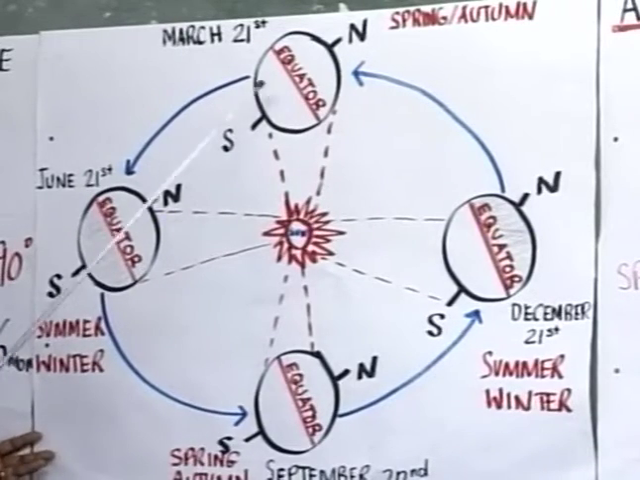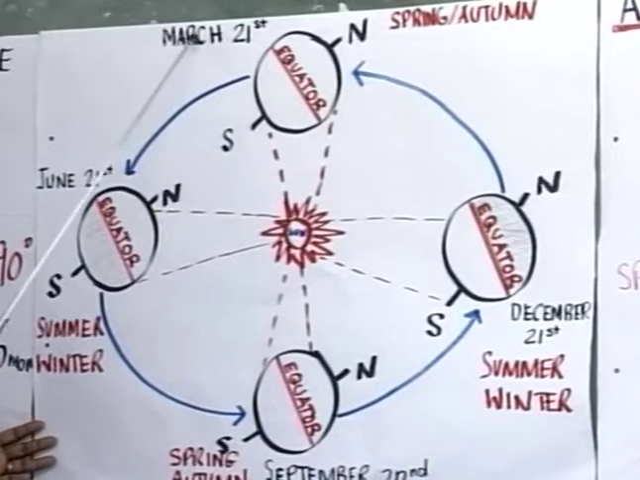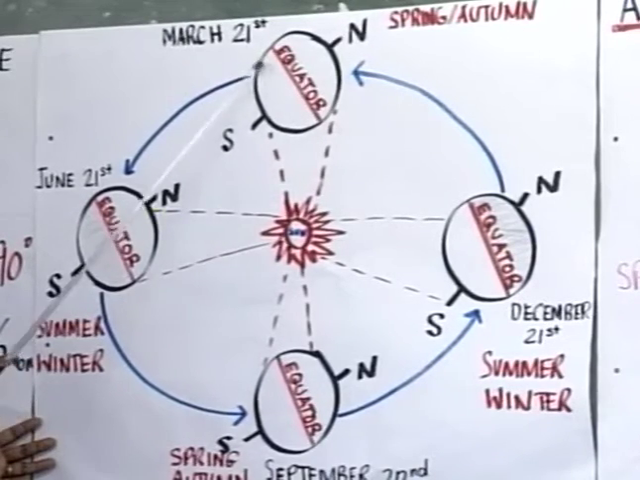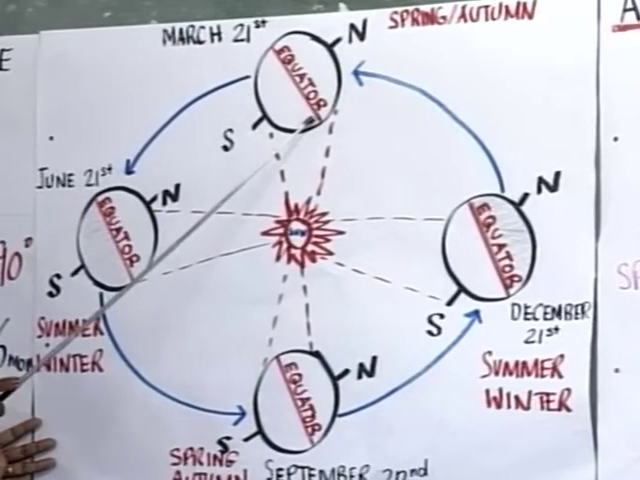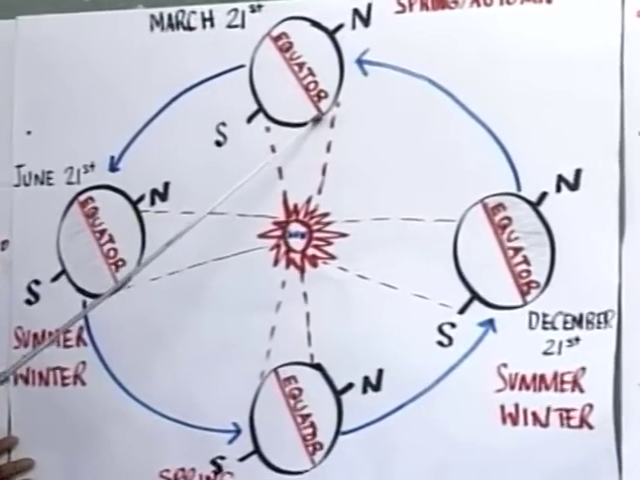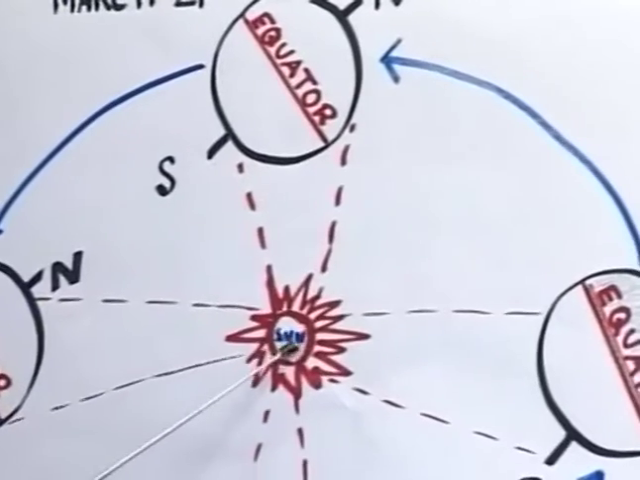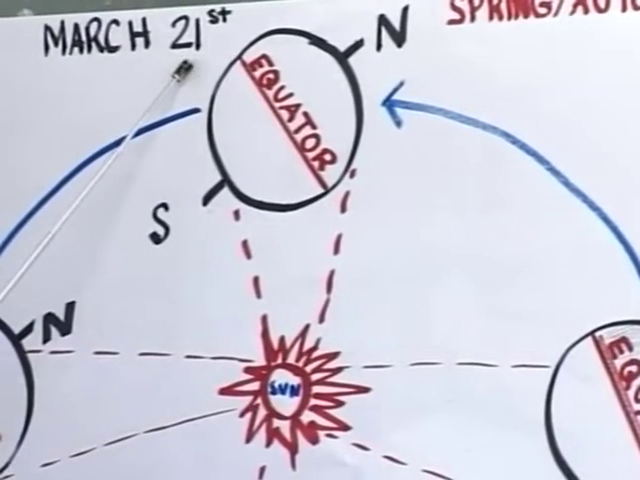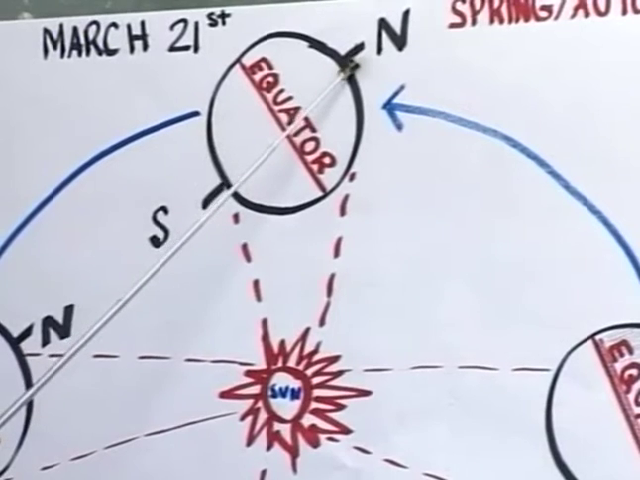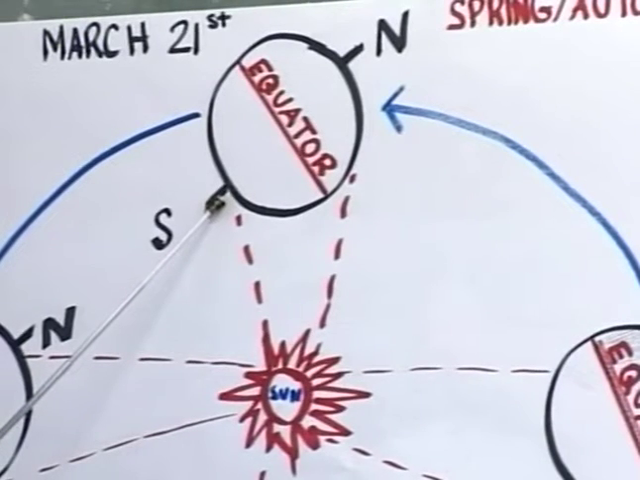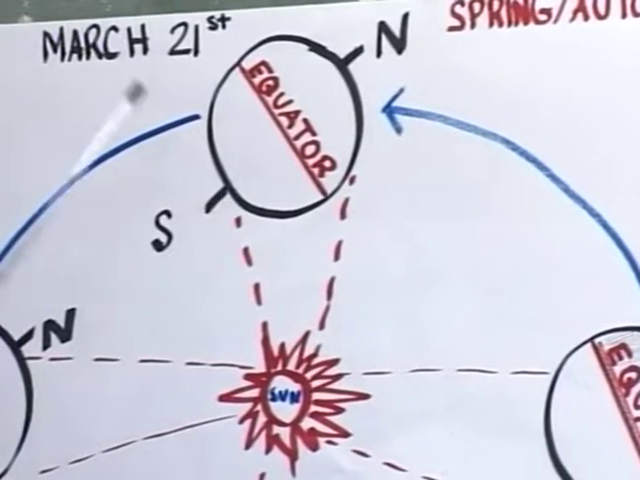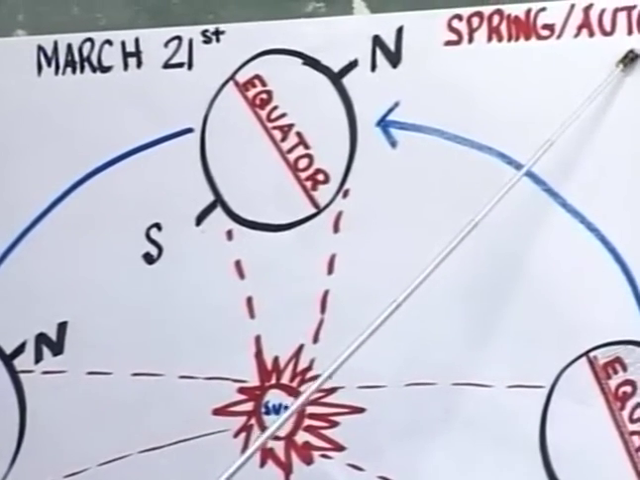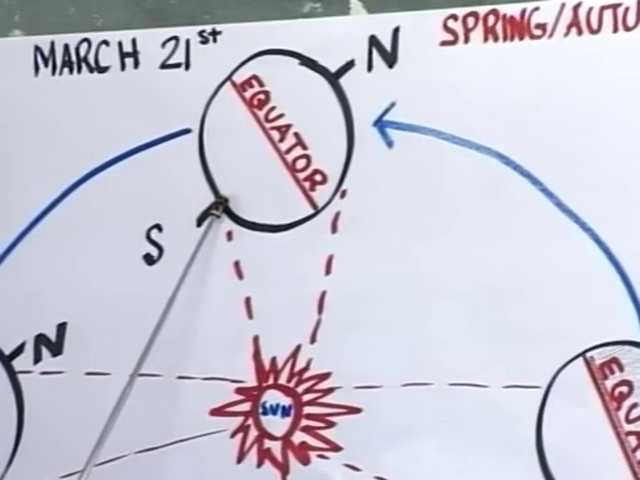I have decided that at the top here, I will put the month March the 21st. So we have March the 21st. Note the equator. The sun is shining directly above the equator on March the 21st. Therefore, 12 hours of day in the northern hemisphere, 12 hours of night in the southern hemisphere. The seasons experienced are spring or autumn, depending on whether we are in the north or south.